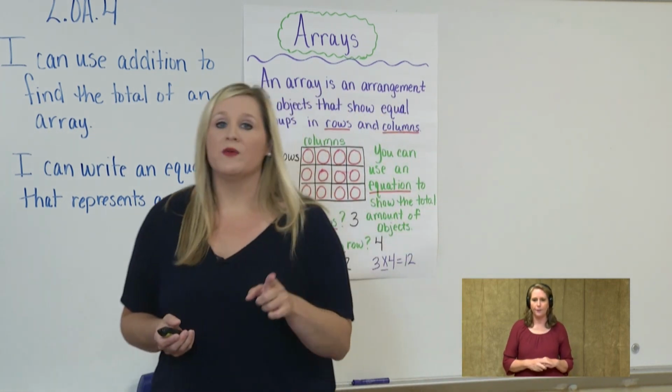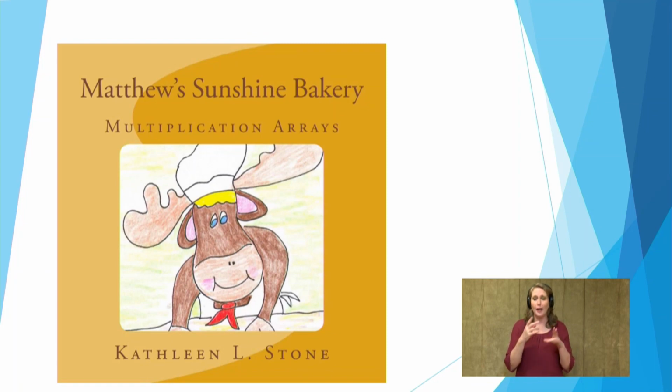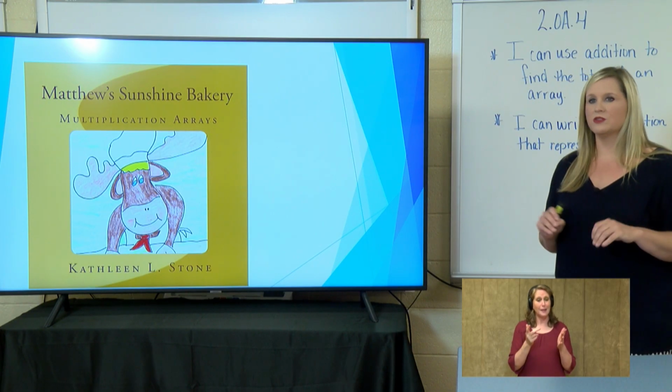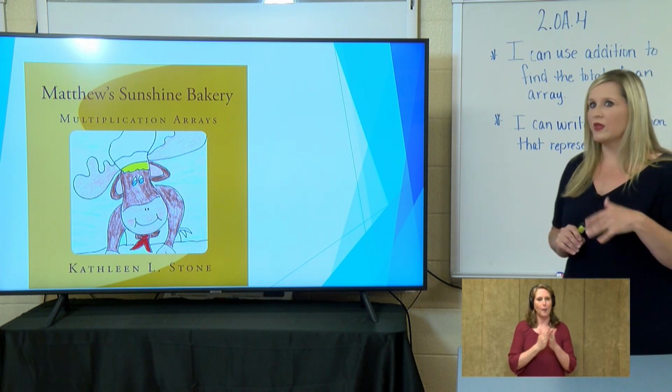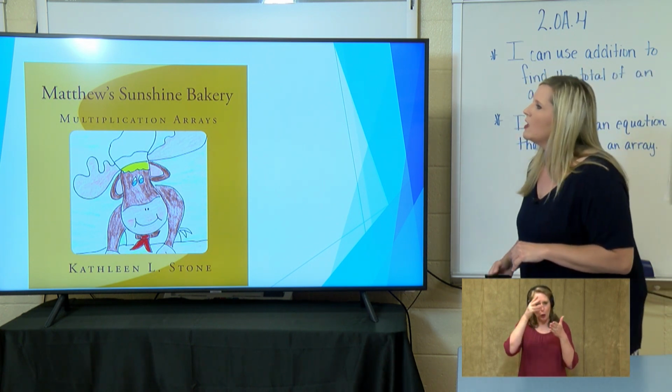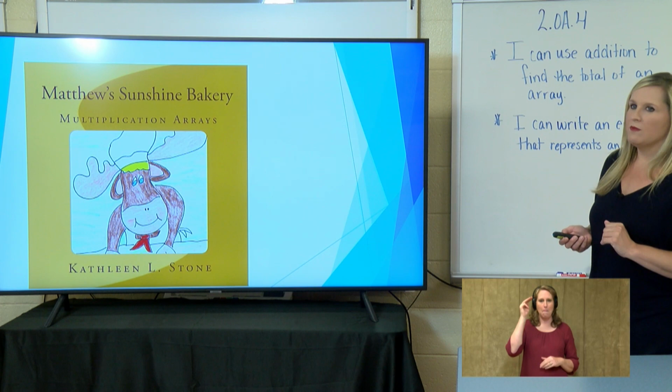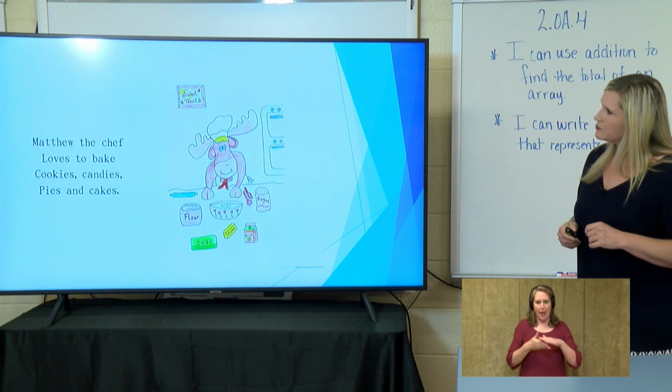All right, so we are going to read a story today called Matthew's Sunshine Bakery. Now, it is also a story by Kathleen Stone. Do you remember who she was? That's right, she wrote the story that we read about Sheriff Jacob that helped us with expanded form. And if you remember, I told you, Miss Stone is a second grade teacher and she writes all of these books to help her students learn. So I think it's cool that we can read those books together. All right, so Matthew's Sunshine Bakery, here we go.